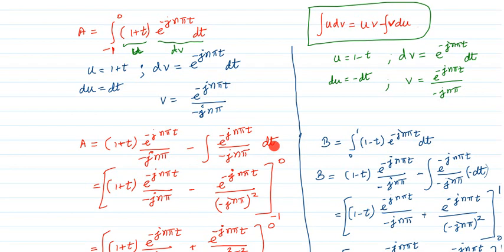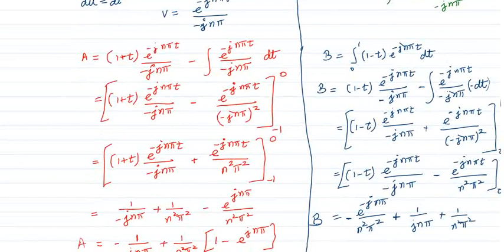This is my u term, this is my v term, minus integral v du. Now integrate this e power at. Again in the denominator you will get another term, minus j n pi. So already minus j n pi is there, so minus j n pi whole square. Now substitute the integration limits, minus 1 to 0. This is the lower limit, this is the upper limit. I am substituting.